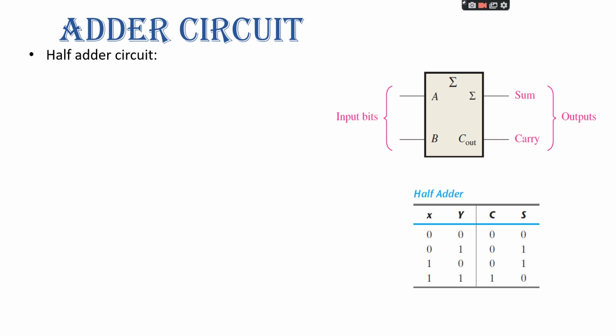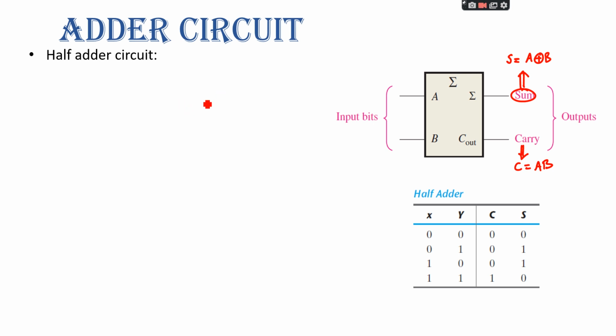So yesterday we were talking about the half adder circuit, where we found the equations for sum and carry. For sum, we got S equals A exclusive OR B, right? And for carry, we got C equals A times B, right?